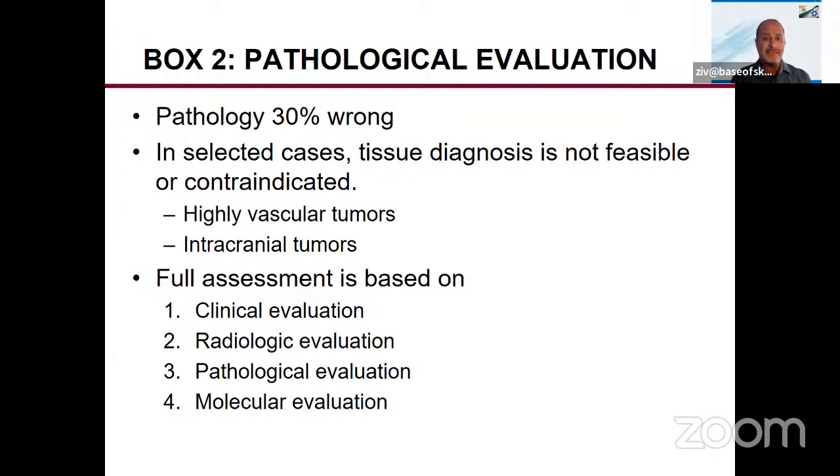So full assessment is based, number one, on the clinical evaluation, physical examination and assessment, radiological evaluation, pathological evaluation, and molecular evaluation. You have to group all of them together to see if they're connected, if there's agreement between the four parts of the full assessment. If there's no agreement, you should ask for revision of the radiology, go back to the patient, revise the clinical evaluation, ask for another pathological assessment in another institution and for more molecular pathological evaluation. In these tumors in the skull base, the pathological assessment is mainly based on immunohistochemistry and molecular evaluations.